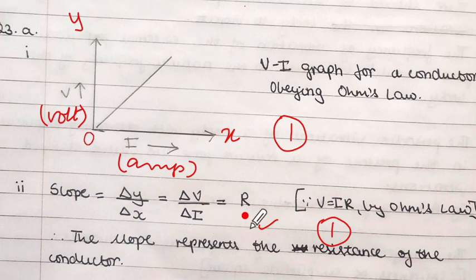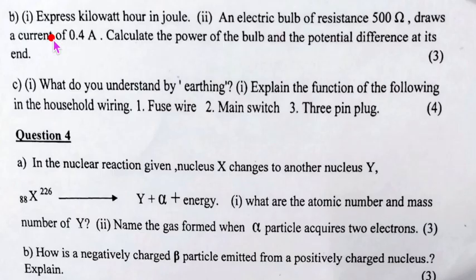And V upon I is equal to R by Ohm's law. So the slope is going to represent the resistance of the conductor. The first part, express kilowatt hour in joules. Second one, an electric bulb of resistance 500 ohm draws a current of 0.4 ampere. Calculate the power of the bulb and the potential difference at its ends.